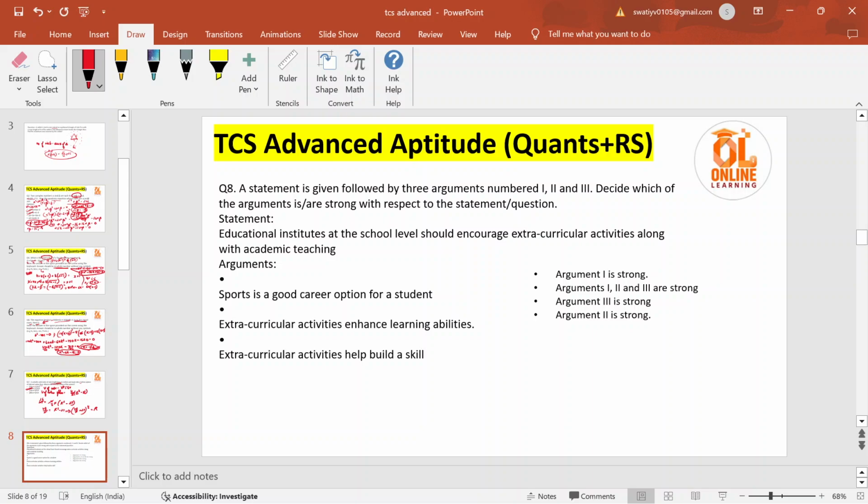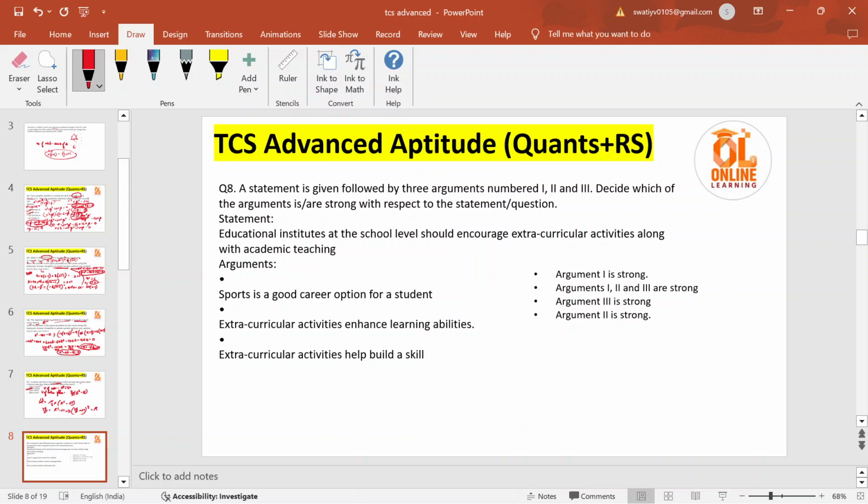And how is the argument said to be strong? If the argument is completely related to the statement, if the argument is not questioning back, and thirdly the argument should be an exact analysis, with exact facts. No half analysis, no ambiguity should be there in your argument.